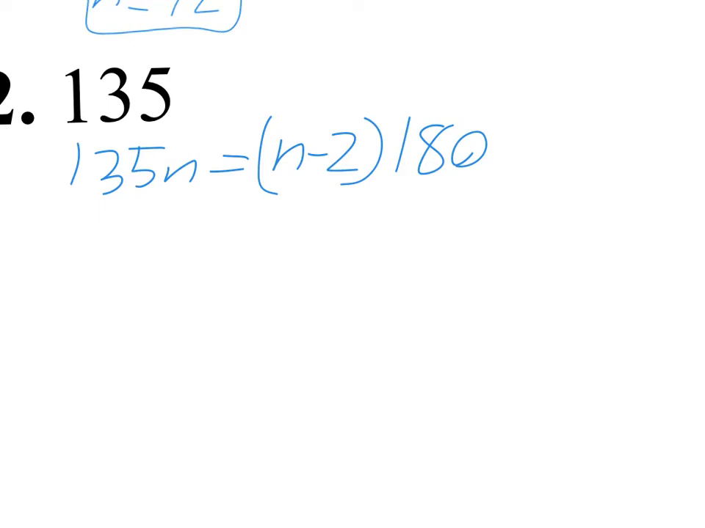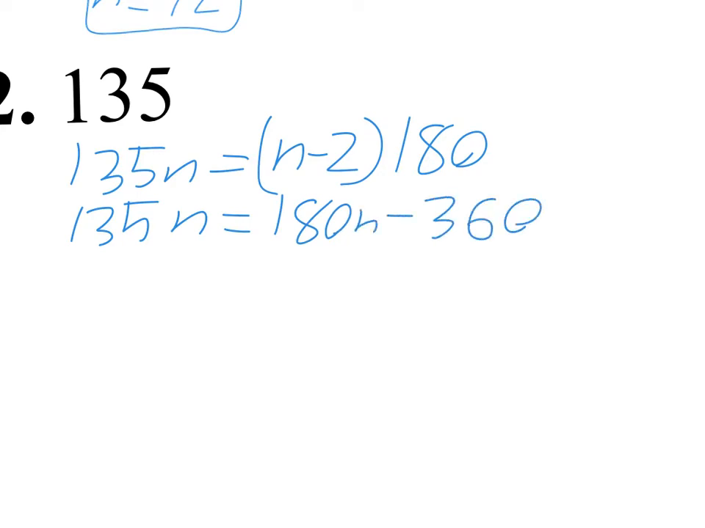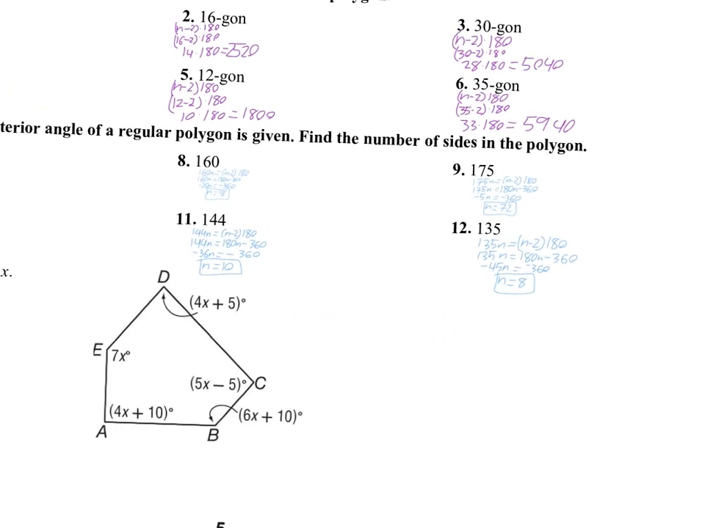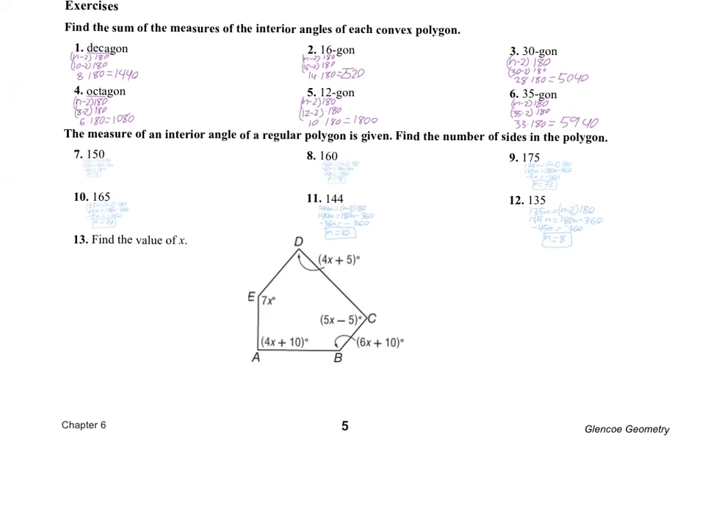One more. Internal angle of 135. So 135n is equal to n minus 2 times 180. 135n is equal to 180n minus 360. Negative 45n is equal to negative 360. N is therefore equal to 8. Of course, folks, if you have any questions on 7 through 12, please ask during class or send me an email.